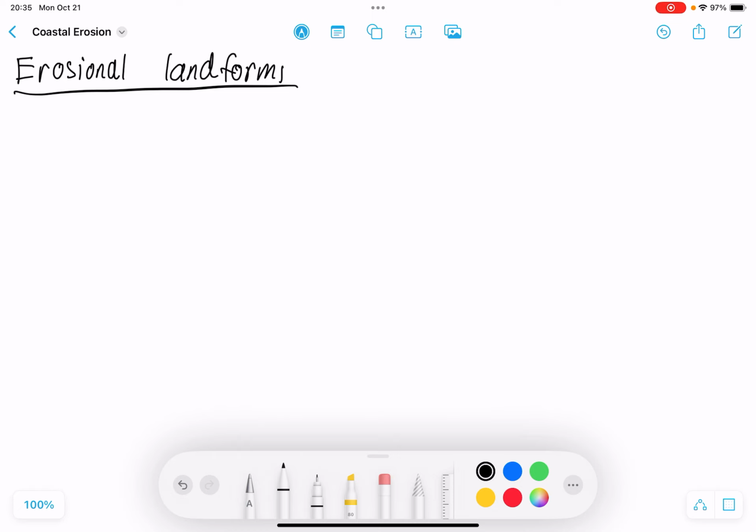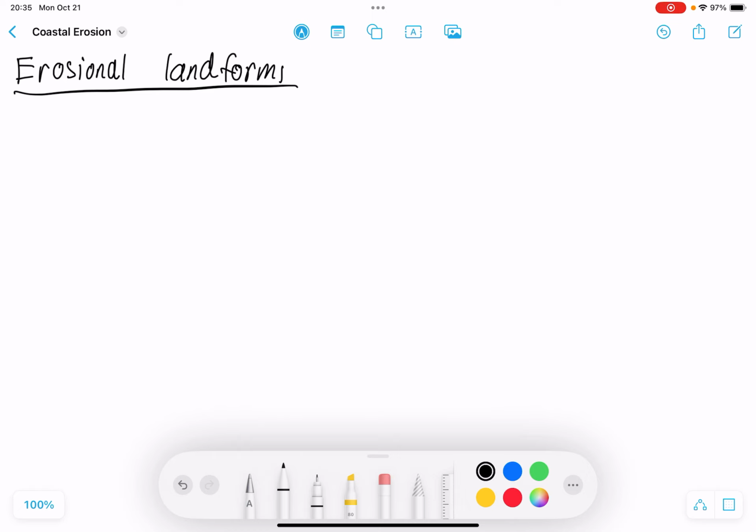So now that we've done a quick recap, hopefully you guys are clear of what we learned about last lesson. Today we're going to look at 2 types of erosional landforms, bays and headlands. But firstly, what are erosional landforms? Erosional landforms are landforms that have been through the process of coastal erosion.